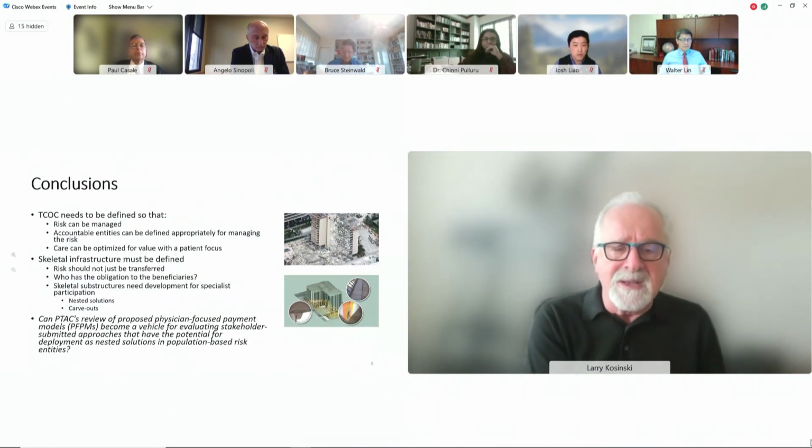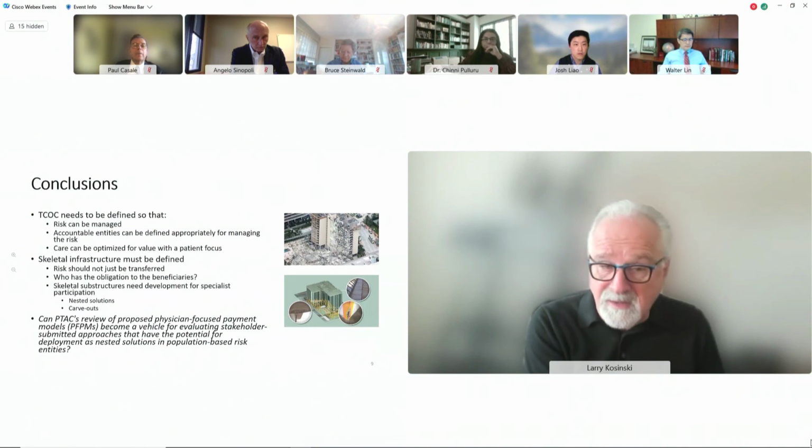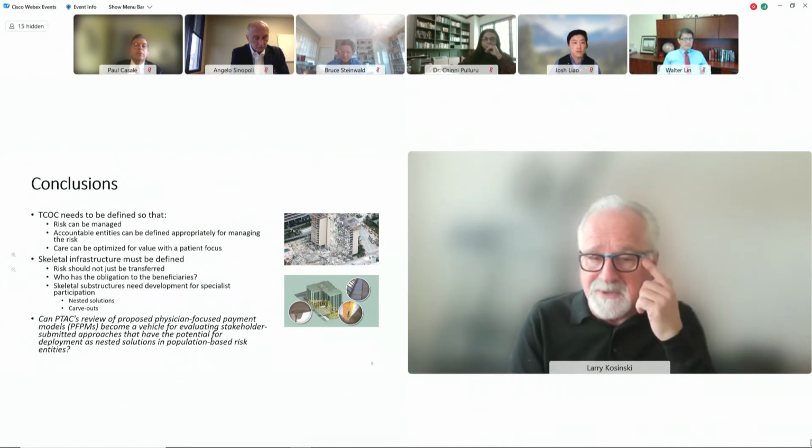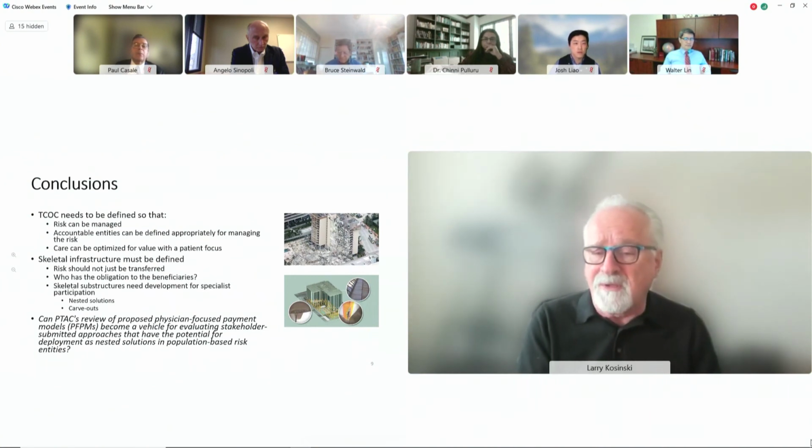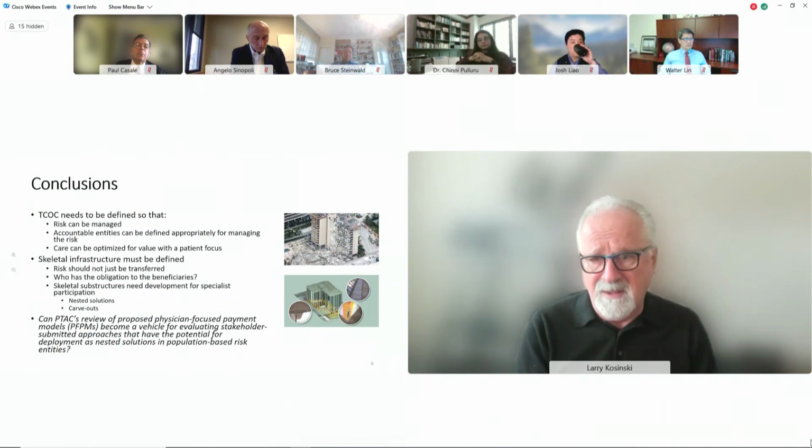Total cost of care needs to be defined so that risk can be managed. Accountable entities can be defined appropriately for managing the risk. Care can be optimized for value from a patient focus. Skeletal infrastructure must be defined.